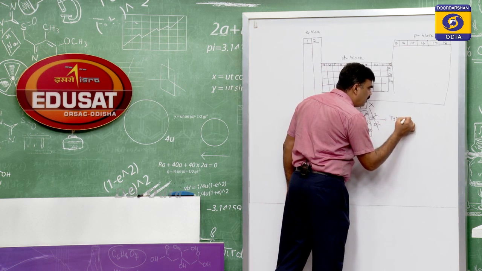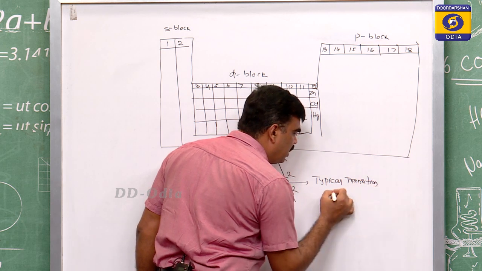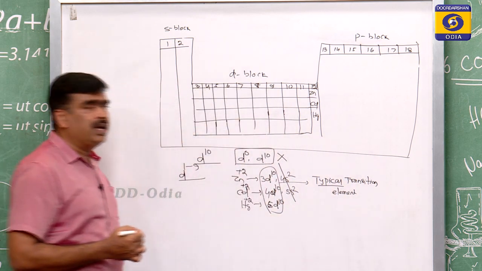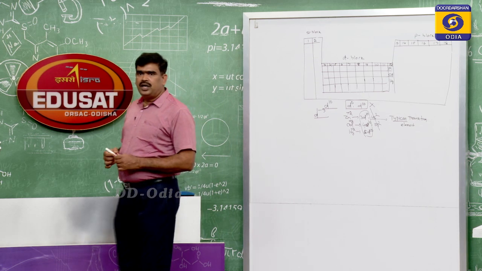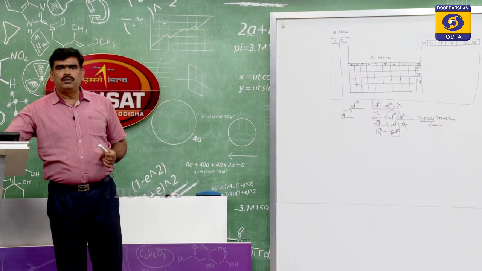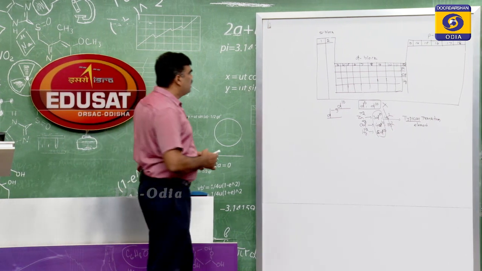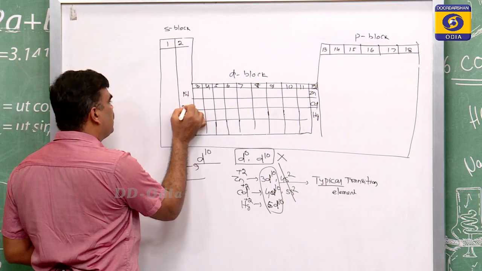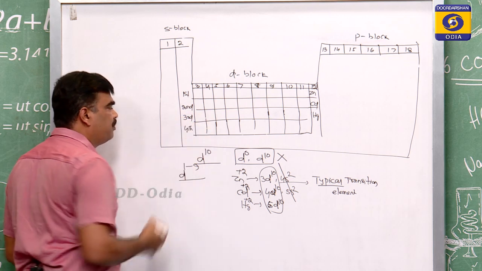So they are otherwise called typical transition elements. You can call them typical transition elements. So the transition elements are divided into 4 series. You see, this is your first transition series, this is your second transition series, third transition series and fourth transition series.